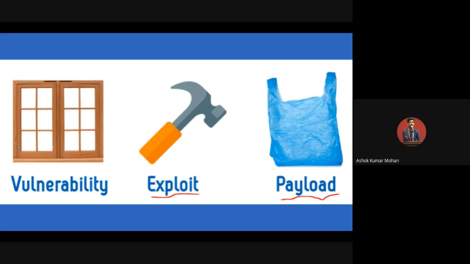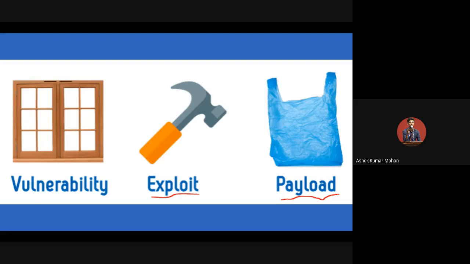Whenever we are discussing vulnerability assessment and penetration testing, or VA, vulnerability means weakness in a system. In a single line, what is vulnerability? It's a weakness in your system. It can be your computer system, your general system, or your organization, whatever it may be. It's a weakness in a system.